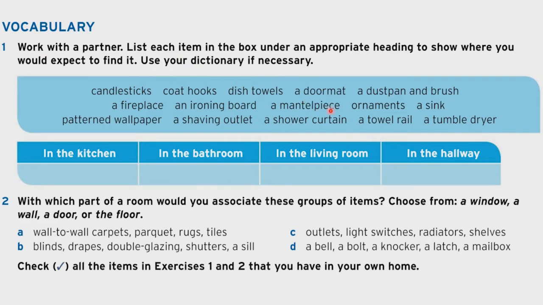Alright, so here we have several elements that we can find in our houses, but we're gonna classify them if we can find them in the kitchen, in the bathroom, in the living room, or in the hallway. Maybe you're gonna need to use a dictionary, but you can also use the internet to help you complete this exercise. So do it guys, and when you finish, we're gonna check the answers all together.